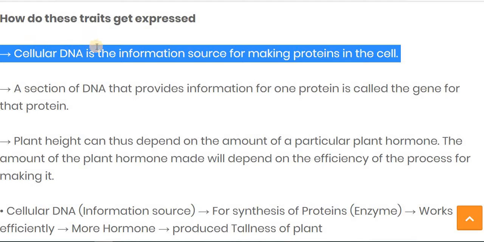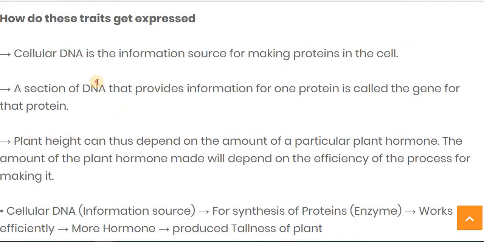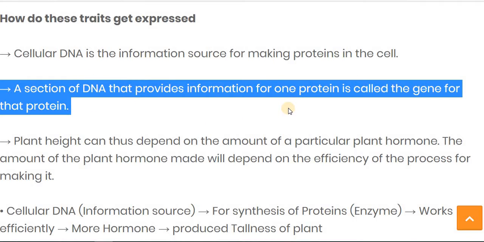So the cellular DNA is the information source for making protein in the cell. A section of DNA that provides information for one protein is called the gene for that protein. As I told you, the DNA provides the information, and according to that the protein is synthesized, and this gene is responsible for the particular characteristic.